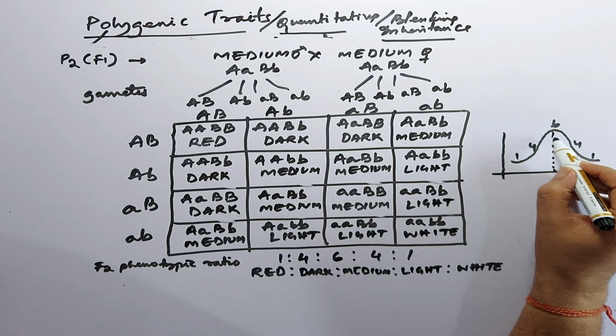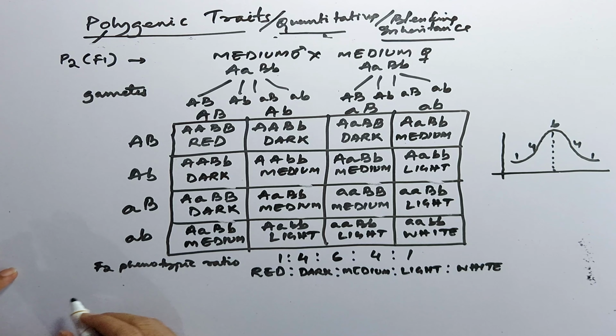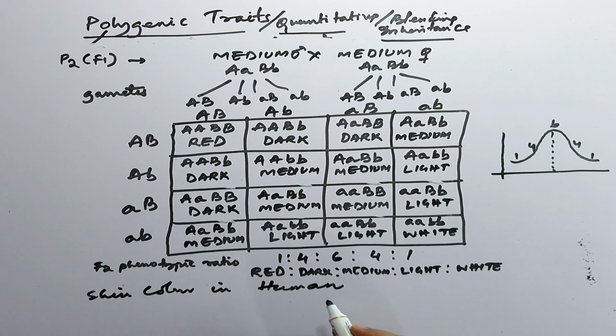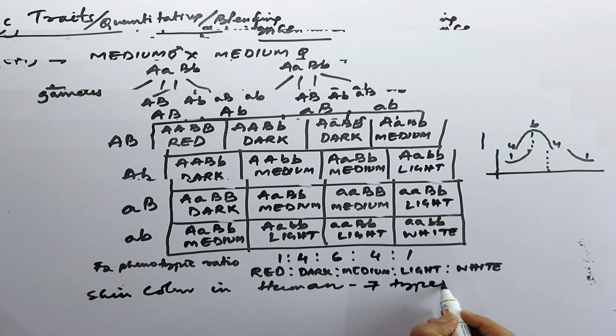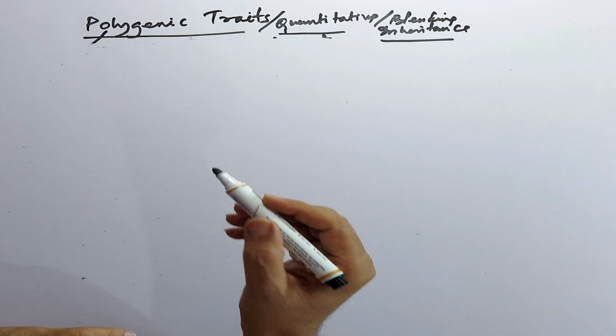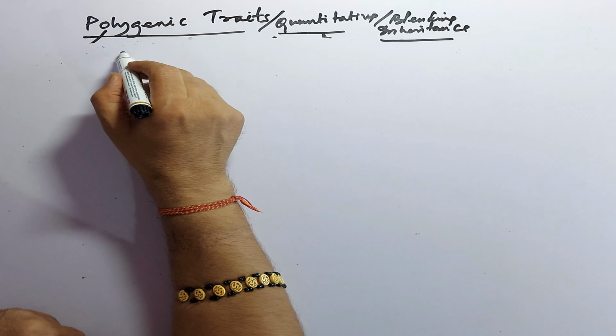So this occurred in kernel color and was found by H. Nilsson-Ehle and East. And also another very interesting example, what we call the skin color in human. We will discuss how the skin color, that is your 7 types. So the skin color in human was first discovered by Davenport.